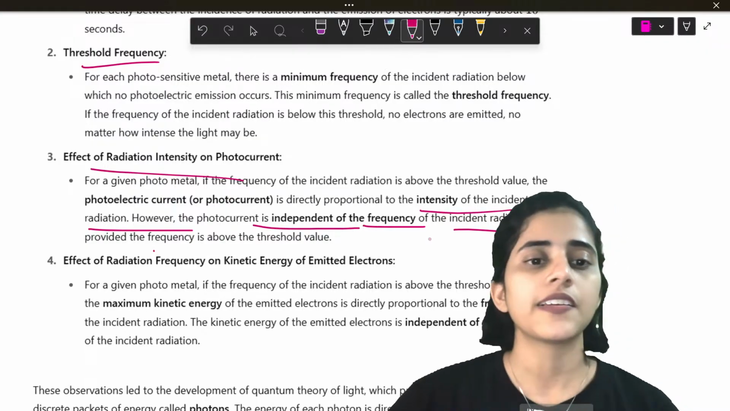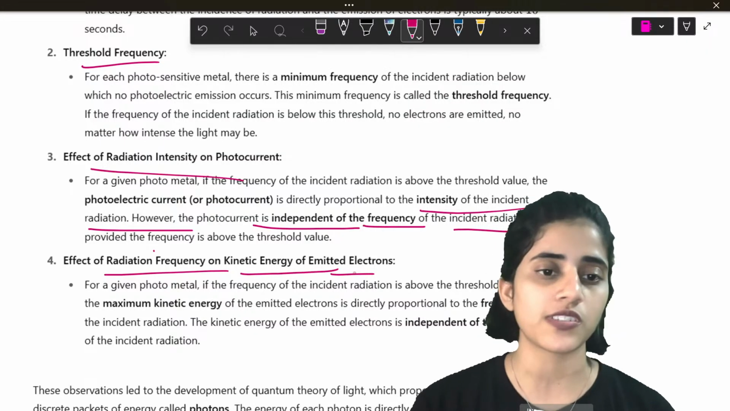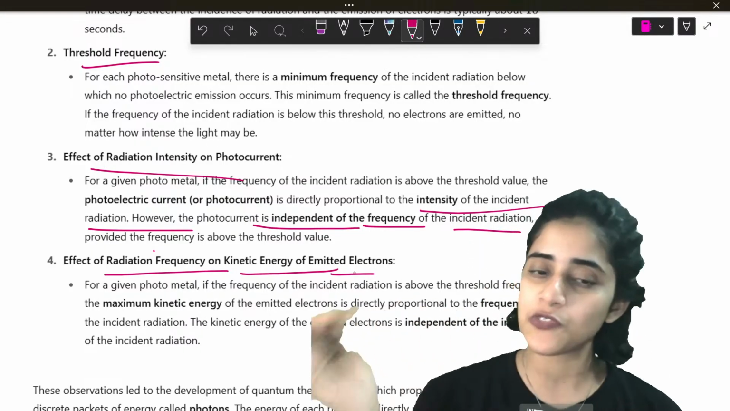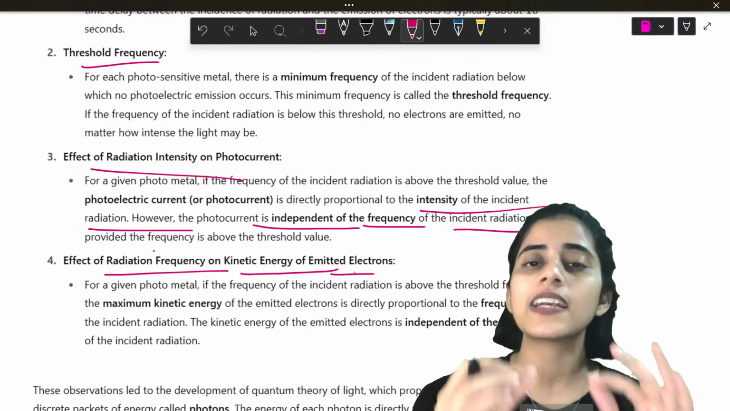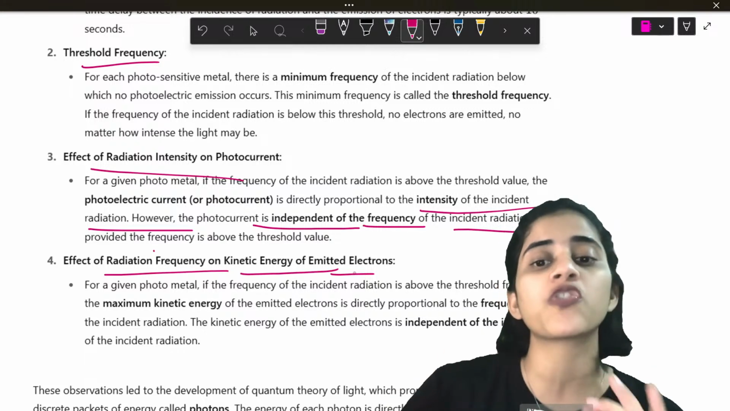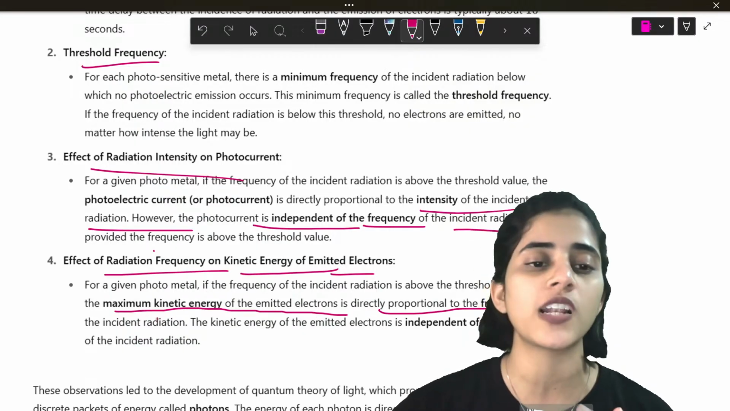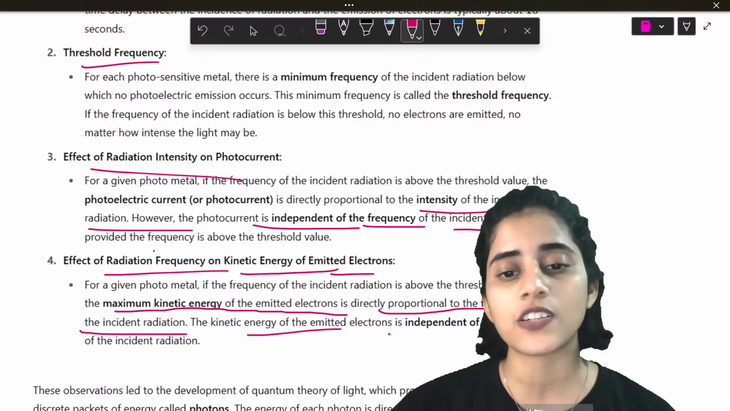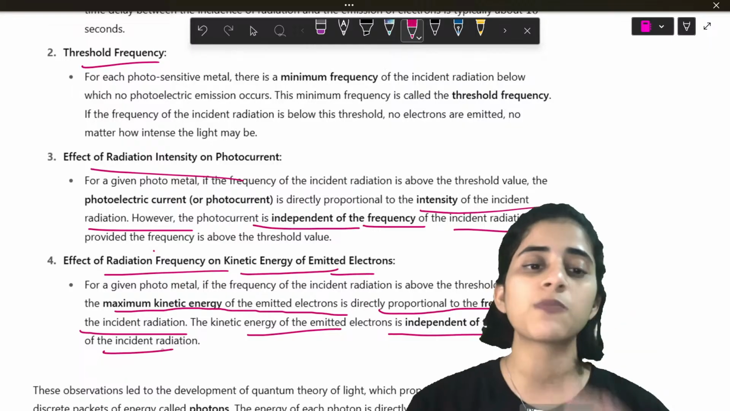Next is the effect of radiation frequency on kinetic energy of emitted electrons. For a given metal, imagine there's a frequency of radiation coming in. Frequency is above threshold. The maximum kinetic energy of the electrons that are emitted will always be directly proportional to the frequency of the incident radiation. So the kinetic energy of the emitted electron is independent of the intensity of incident radiation. All of these points are very important.